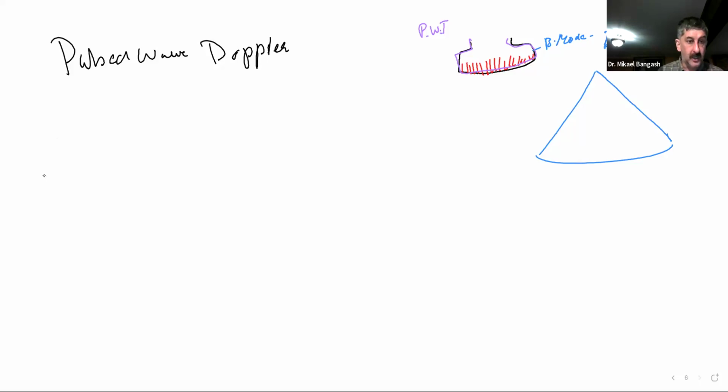Now for your pulsed wave Doppler, the reason that we call it pulsed wave Doppler, we'll get to that in just a little bit. It's going to be considered any one of these PCTs here that would be needed. So for the pulsed wave Doppler, only one PCT is needed for the Doppler function. Is that clear?